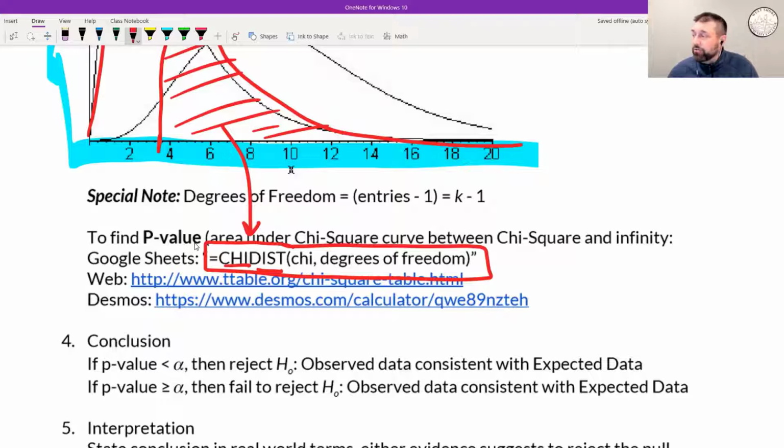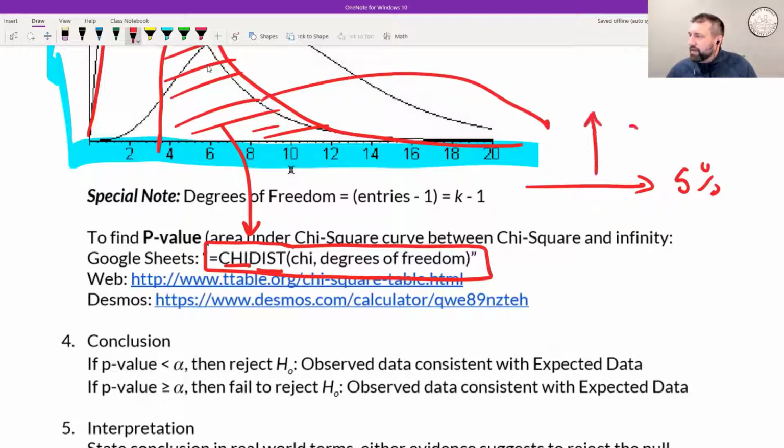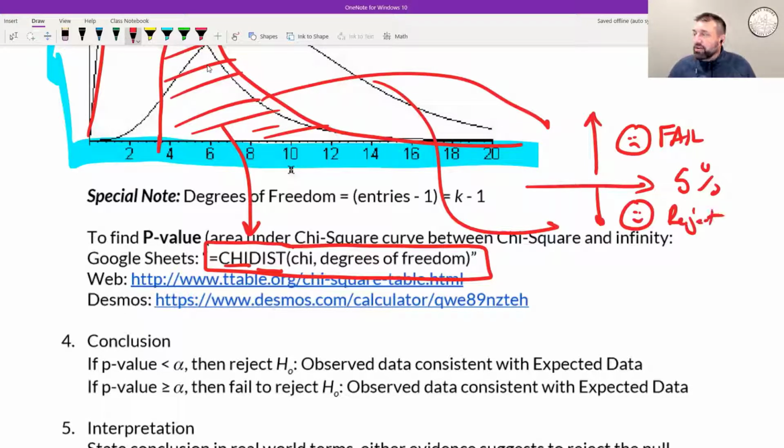If we have a threshold, let's say our threshold is 5%, if this p-value comes in above 5%, that's bad for us. That means we fail to reject the null. If this p-value comes in below 5%, that's good for us. That means we get to reject the null and replace it with our alternative hypothesis.